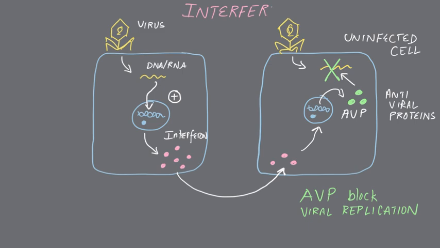So let's recap. Interferon is a protein that is produced by an infected cell, and its job is to signal healthy cells in the neighborhood to prepare for viral invasion.